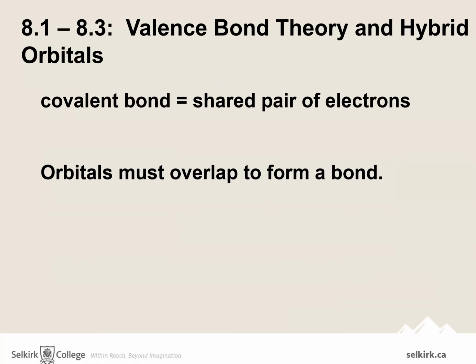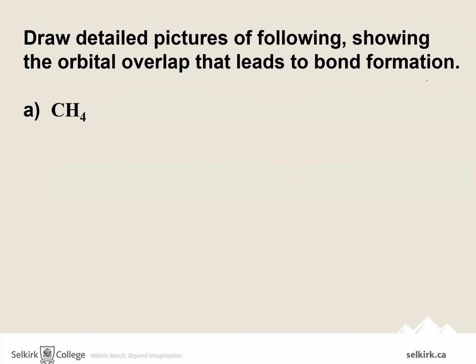So what we have to remember in this section on valence bond theory is that a covalent bond is just a shared pair of electrons. And where do we find electrons? Electrons live in orbitals. So what that means is in order to be sharing the electrons, the orbitals for two different atoms must overlap to make the bond. So I'm going to draw some pictures showing the orbitals overlapping to make these particular molecules.